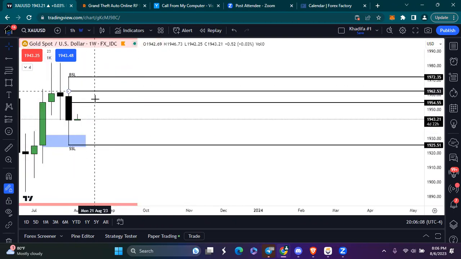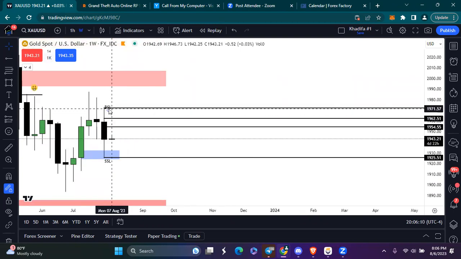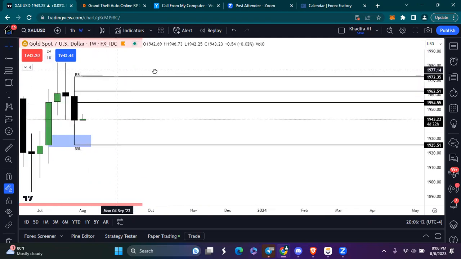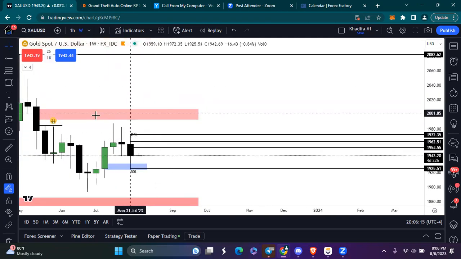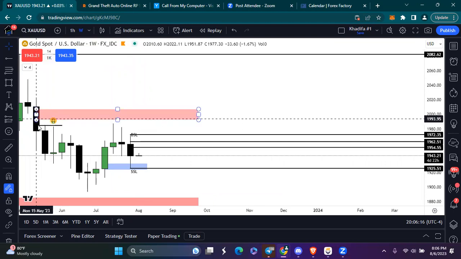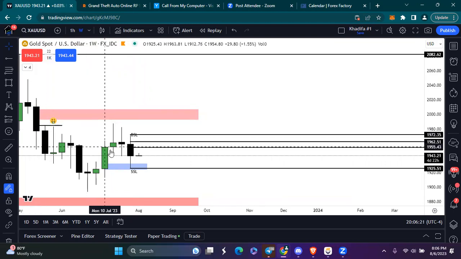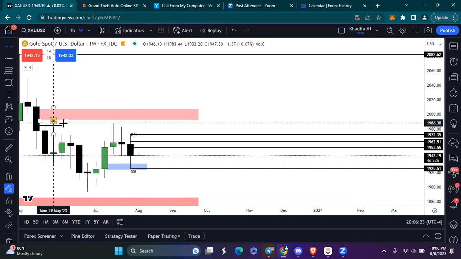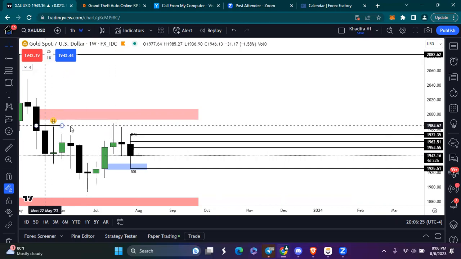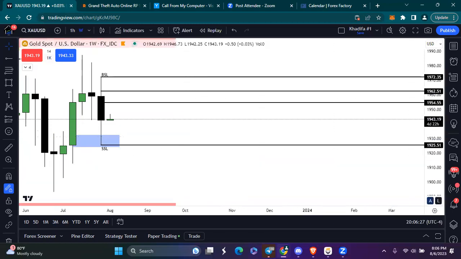If we break above it, then I simply expect us to run last week's buy side liquidity and potentially reach up into this weekly fair value gap that we failed to run when we reached up and ran these equal highs right here. So that's what I'll be expecting out of gold.